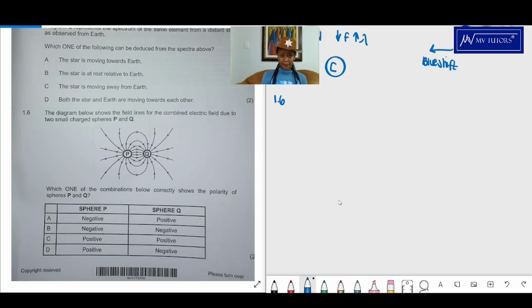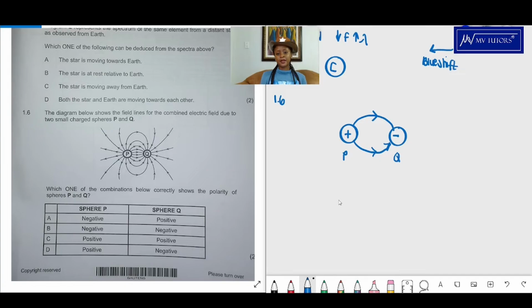Okay, so we see P and then we see Q. So what does that tell you? You see, when we have P, your electric field lines are actually moving away from P. So if they're moving away from P, then we know that P is positive. And when it comes to Q, they're actually moving inwards, going towards Q. And that's how I know that we have a negative there. So your electric field lines are moving from positive to negative, basically.